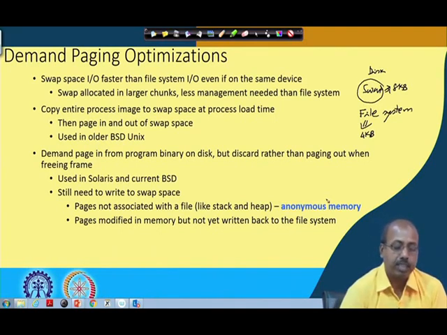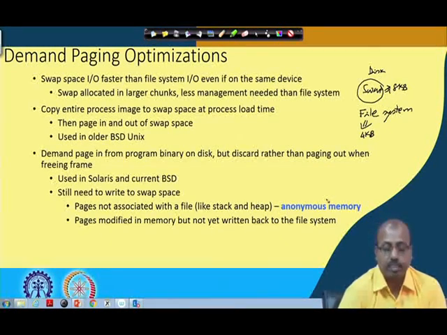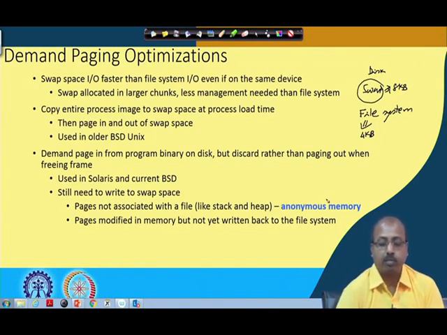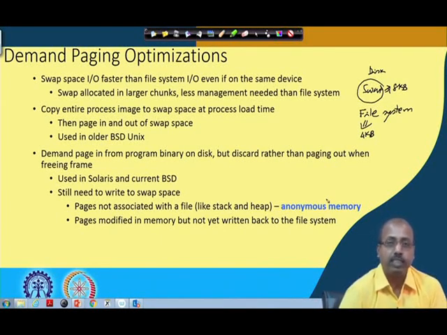So, swap space is allocated in larger chunks, so that there is less disk read-write head alignment and less management needed than in the file system, because we make the system much simpler. For the file system, one important requirement is that the file should be easily accessible. Searching for a particular file makes it complex, and the file system is organized in such a fashion that access or searching becomes easy.